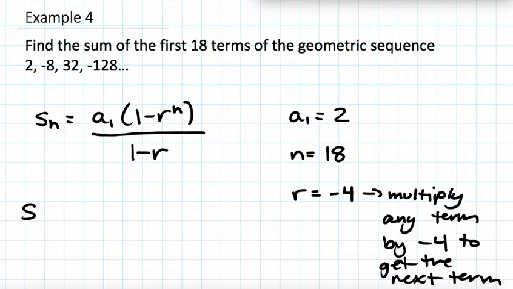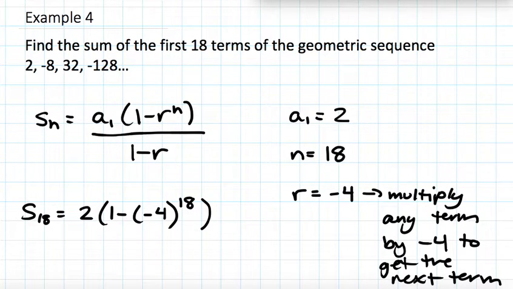So I'm going to plug these in. A1 is 2, 1 minus. Now you have to be careful here because, again, exponents need to come before I do this subtraction. So I can't change this minus negative 4 to plus because I need to do negative 4 to the 18th power first and then subtract that from 1. On the bottom, I can make that change because the 4 isn't raised to any power. So I can change this just to plus, 1 plus 4.